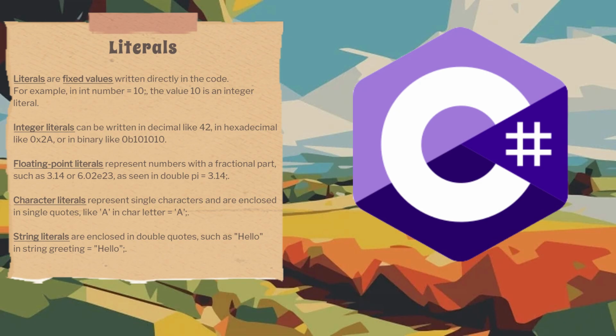Floating point literals represent numbers with a fractional part, such as 3.14 or 6.02 times 10 to the power of 23, as seen in double pi = 3.14. Character literals represent single characters and are enclosed in single quotes, like 'a' in char letter = 'a'. String literals are enclosed in double quotes, such as "hello" in string greeting = "hello".